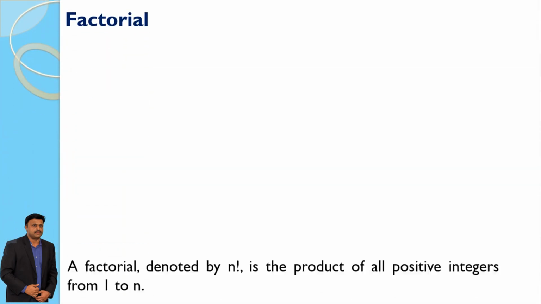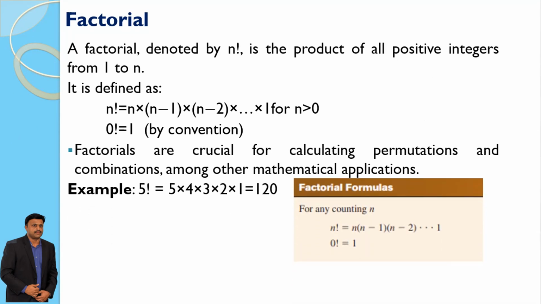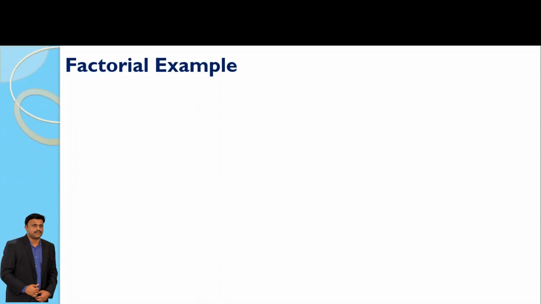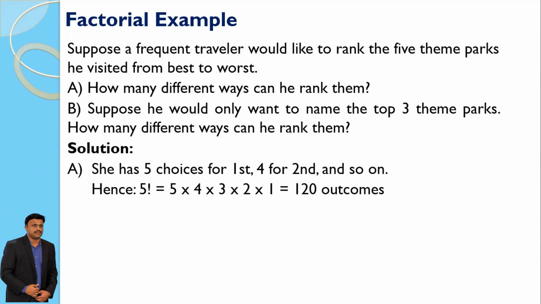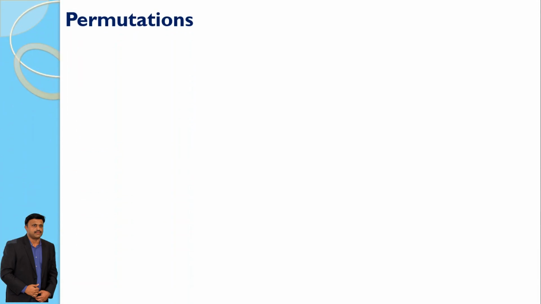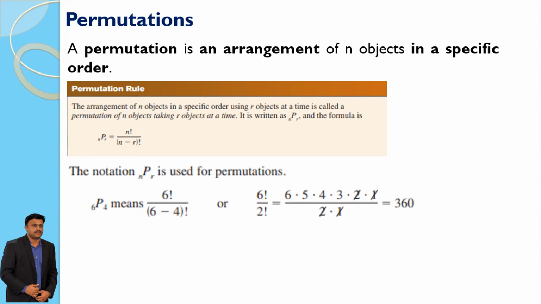A factorial, denoted by n!, is the product of all positive integers from 1 to n. Factorials are crucial for calculating permutations and combinations. A frequent traveler wants to rank 5 theme parks he visited from best to worst. The number of different ways he can rank them is calculated using factorials. A permutation is an arrangement of n objects in a specific order. The number of permutations is calculated using the permutation formula.